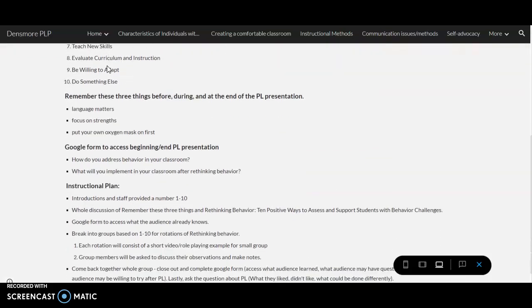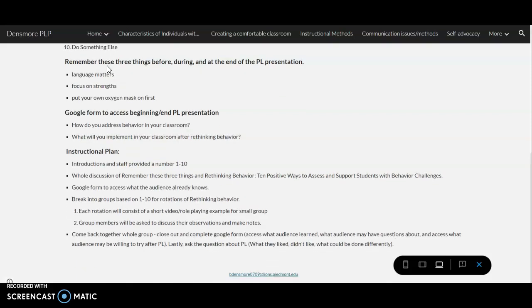And in those rotations, they would have a video role-playing example. And then after they watch that, the group members would be asked to discuss their observations and make notes. Once we're done with all the rotations, we'll come back together as a whole group. And to close out, we would complete another Google form.